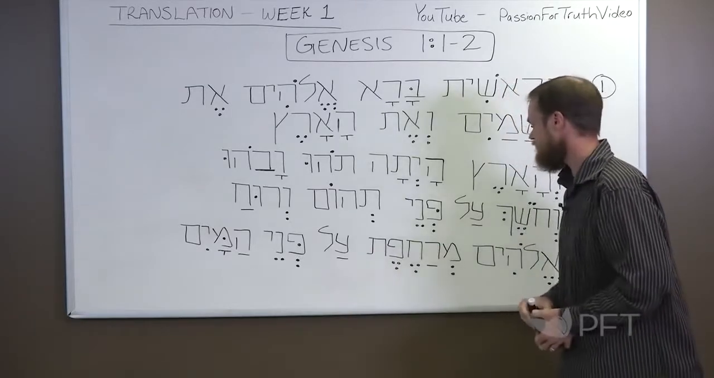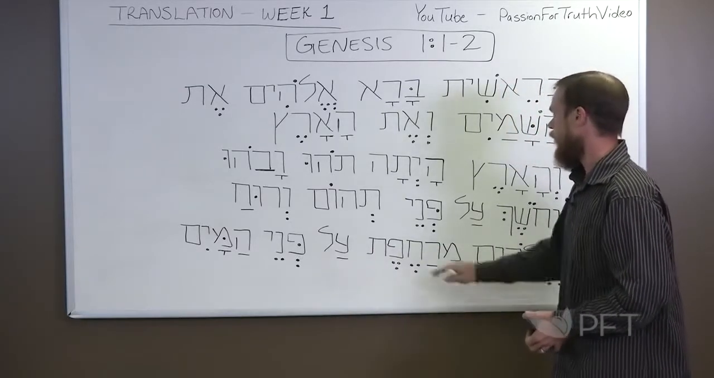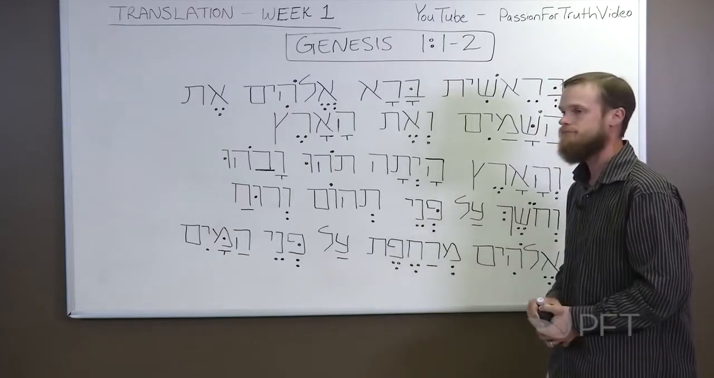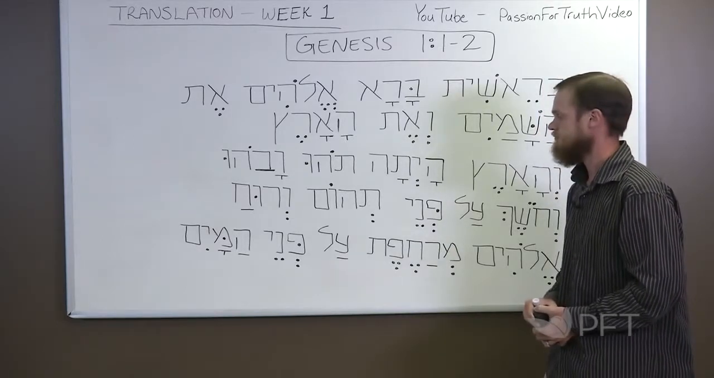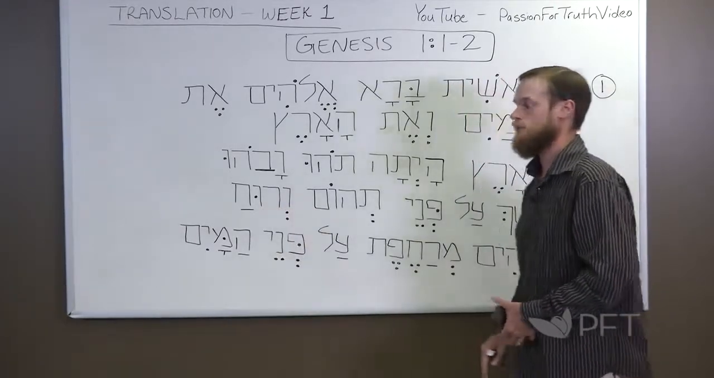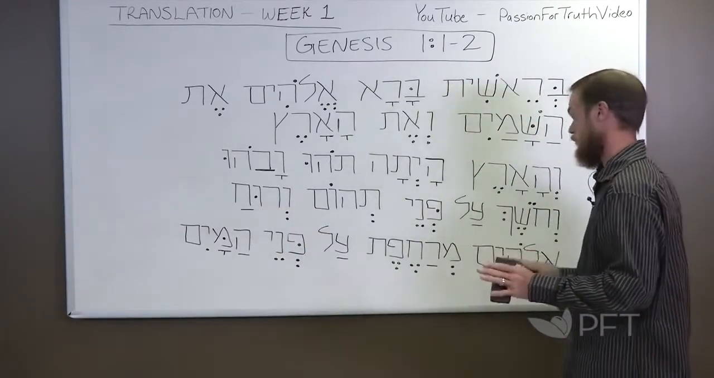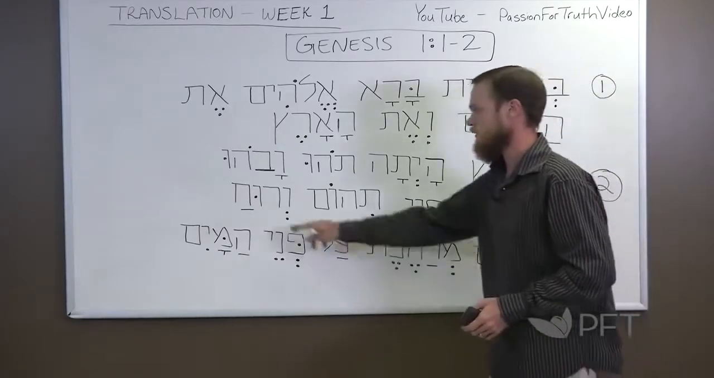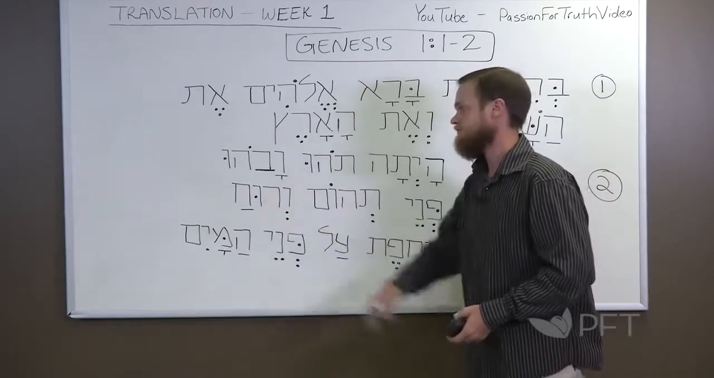Why does it have to be feminine? Because the subject is ruach, which is feminine. Okay, so this is following all of our rules. We've got a feminine verb for our feminine subject.